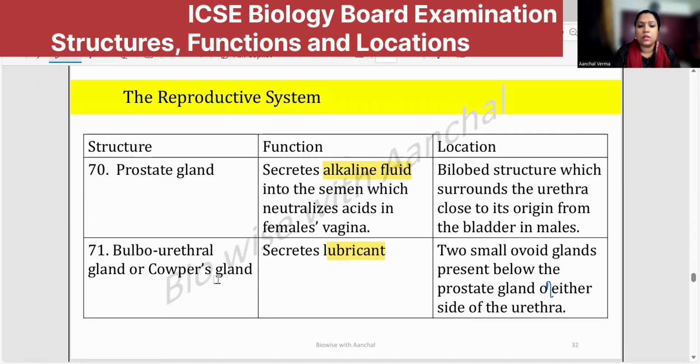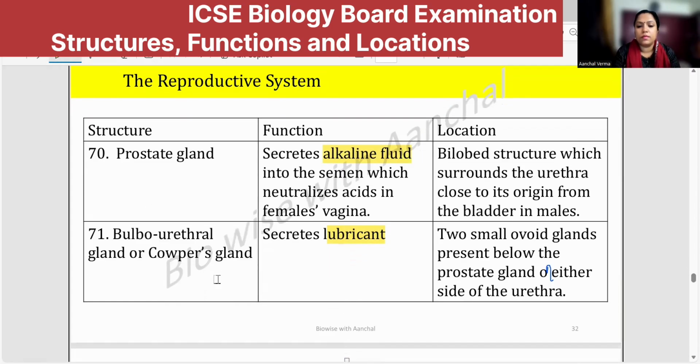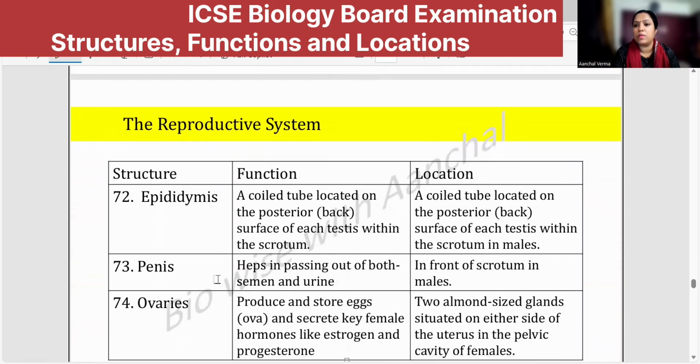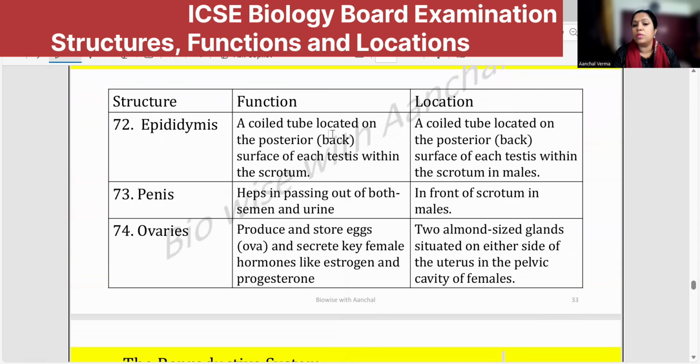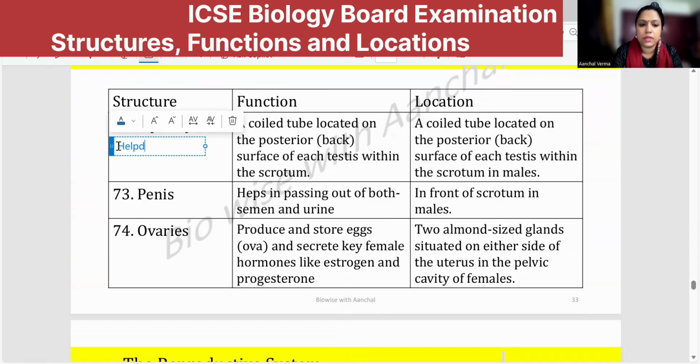Fine. Next, reproductive system, then epididymis. Epididymis is a coiled tube located at the posterior surface of the testis within the scrotum in the males. Now here I wrote the location only, no issues. Here they are required for maturation of the sperm. So what is the need of epididymis? I'm writing the function here. It helps in sperm maturation.